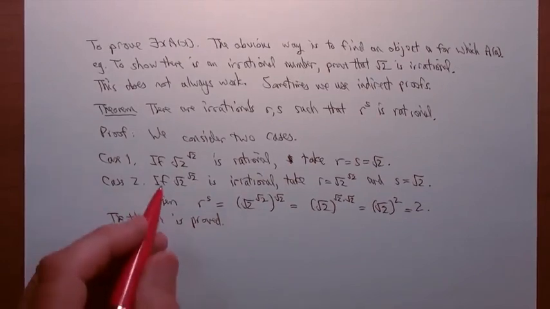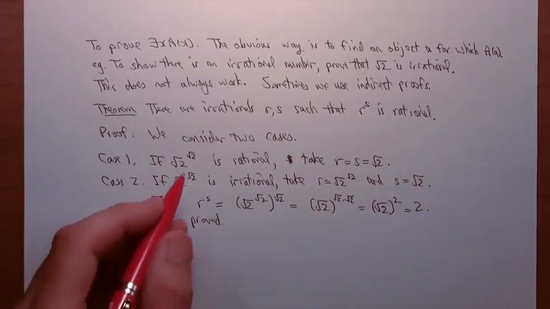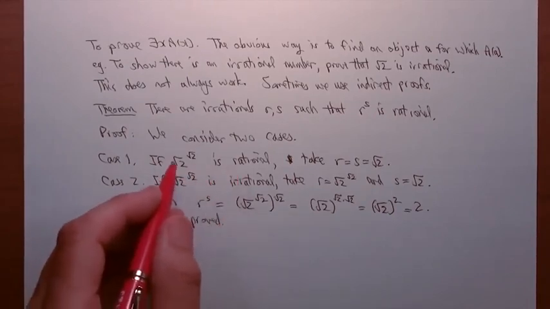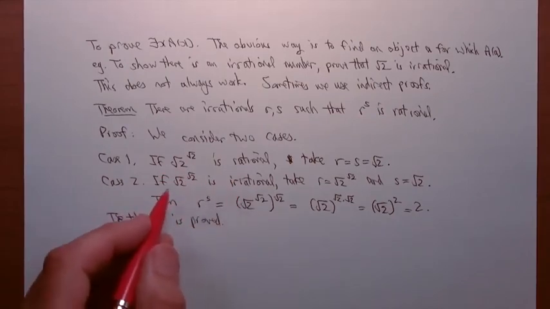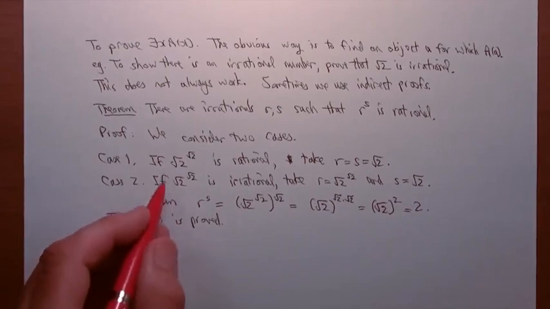I really like this example. It's not just clever, but it's cute. And it's cute because of the way it works. We really don't know whether this number, root 2 to the root 2, is rational or irrational. It's probably irrational, actually, but the point is we don't need to answer that question. We just look at the two alternatives.